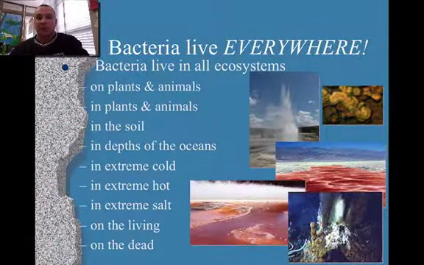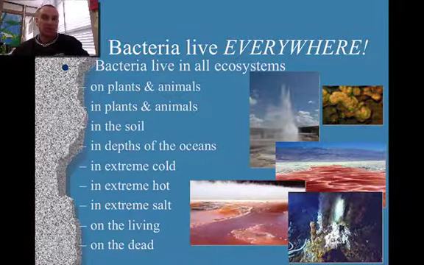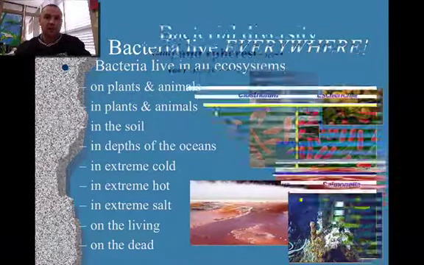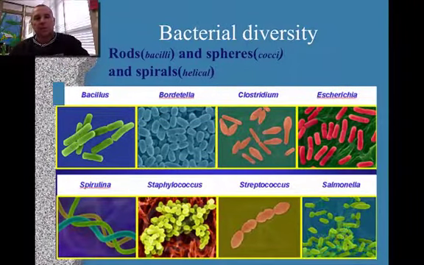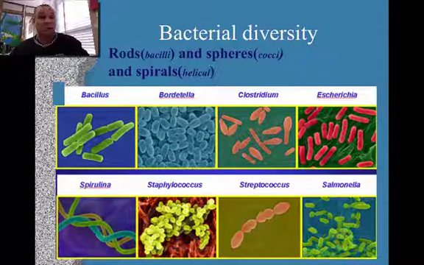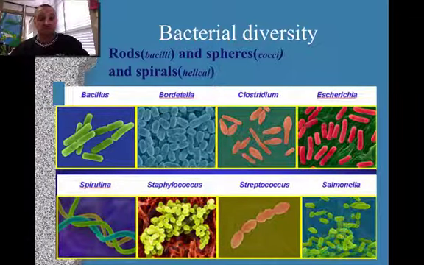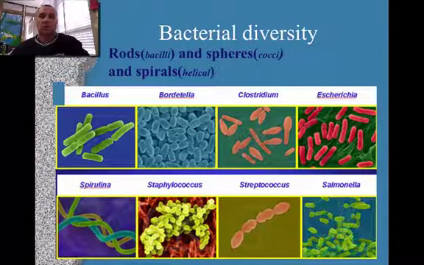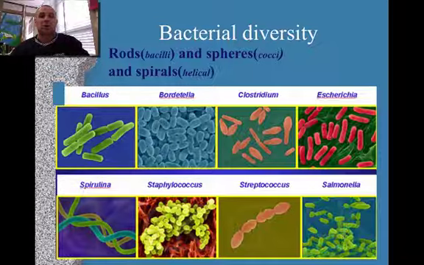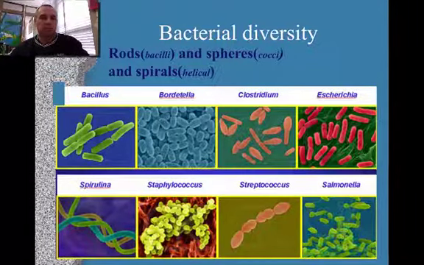Now, bacteria, if we think about it, they are everywhere. They are on animals and plants, in animals and plants, the soil, the oceans, in hot environments, cold environments, you name it, bacteria are there. When we talk about the different shapes of bacteria, there are three basic shapes: rods, spheres, and spirals, which are called bacillus, cocci, and helical. And here are some examples down here at the bottom. Bacillus is an example of a rod-shaped bacterium.